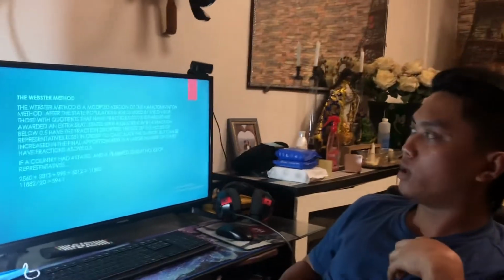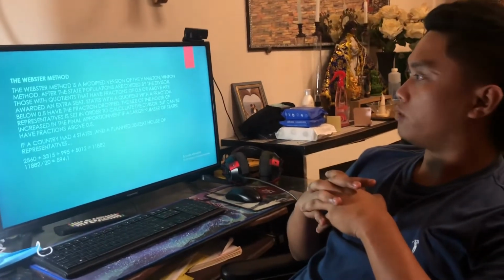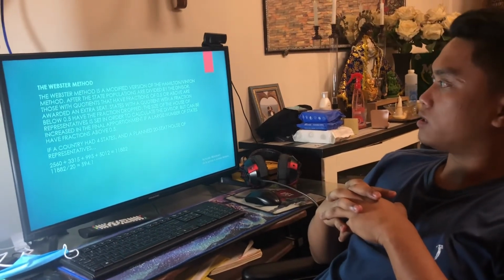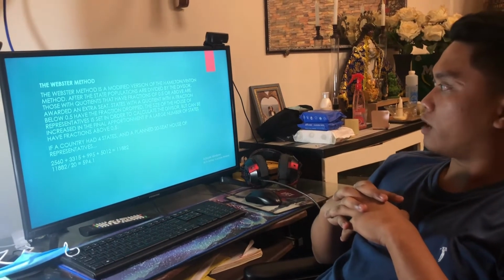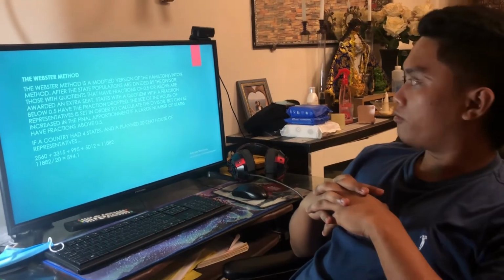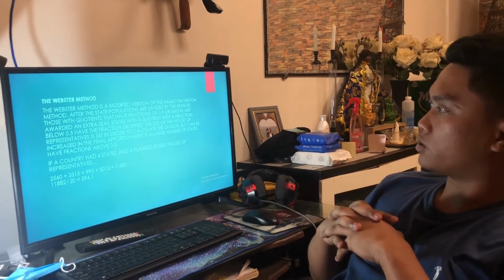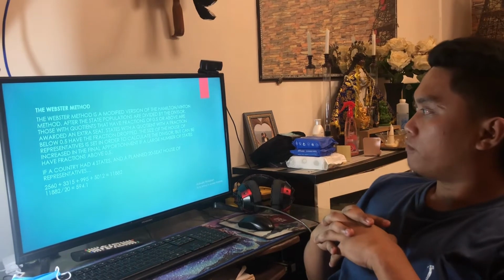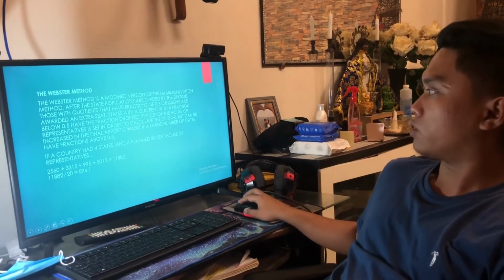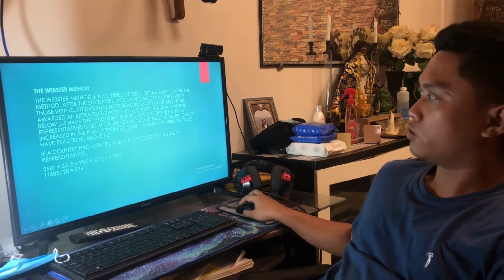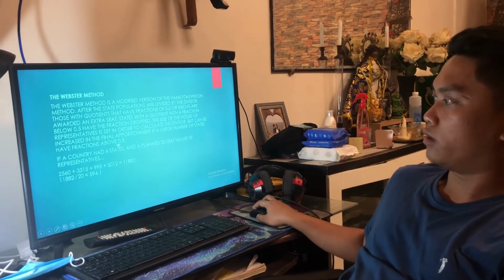And this is the Webster method. The Webster method is a modified version of the Hamilton-Vinton method. After the state populations are divided by the divisor, those with quotients that have fractions of 0.5 or above are awarded an extra seat. States with a quotient with a fraction below 0.5 have the fraction dropped. The size of the House of Representatives is set in order to calculate the divisor, but can be increased in the final apportionment if a large number of states have fractions above 0.5.